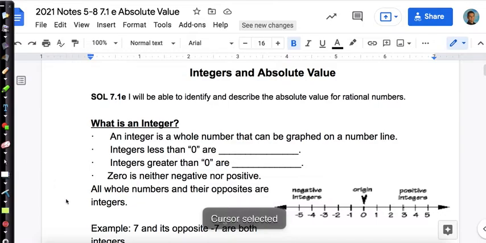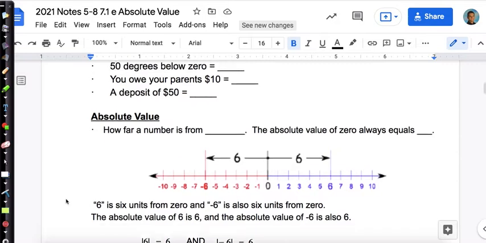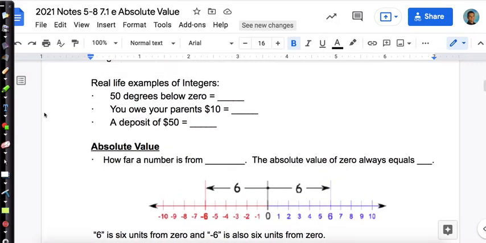So let's go ahead and move on here to some real life examples of integers. 50 degrees below 0. That would be negative because it's below 0, so negative 50. You owe your parents $10, so you are in the negative since you owe them money, so that's negative 10. And a deposit of $50 would be a positive because your account is going up.